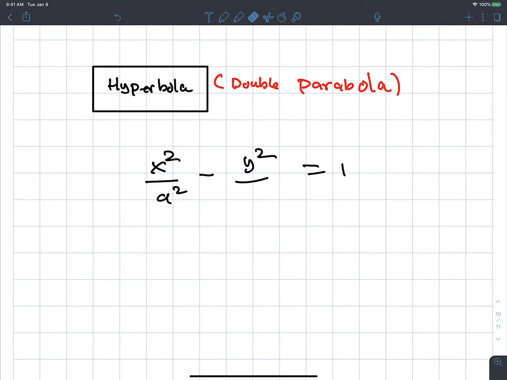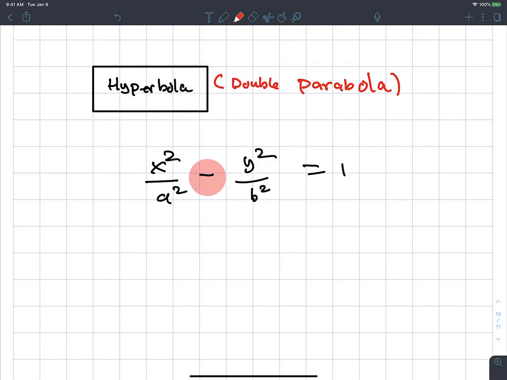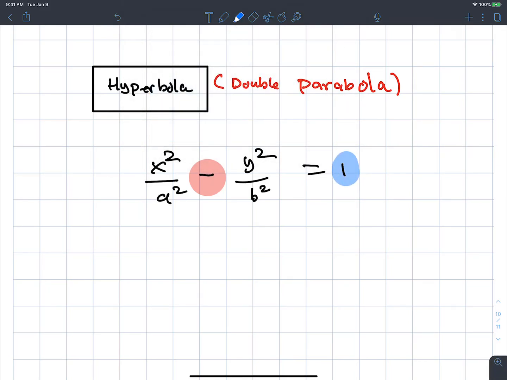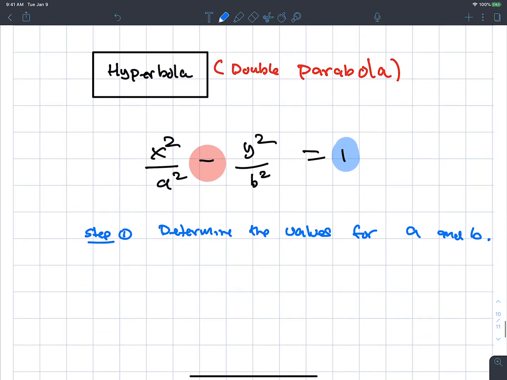So you must have, this looks a lot like an ellipse, but it's not. And you have this minus sign here. There's a difference, and it still equals 1. So it looks a lot like an ellipse, but the only difference is that negative sign here. So let's give you some steps. You're going to do the same steps as an ellipse. Step 1: simply determine the values for A and B. So first step, you're going to find those values for A and B. This is for your hyperbola.